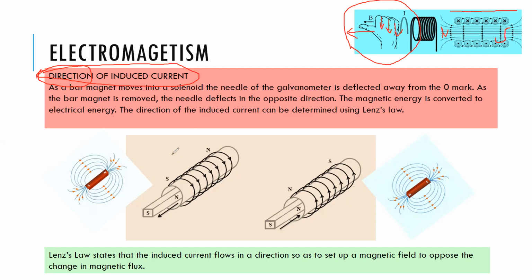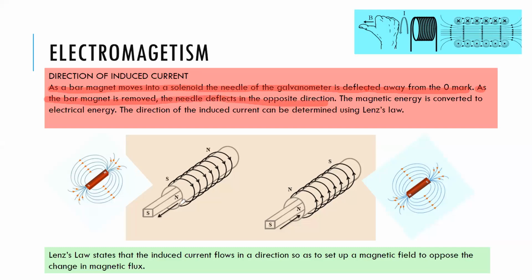That's all we are going to do today. So how do we identify the direction of induced current? We use the right hand. As a bar magnet moves into a solenoid, the needle of a galvanometer is deflected. Which means the needle is changing direction, an electric current is produced, and a potential difference is produced, deflected away from the zero mark. So there is a current coming up. As the bar magnet is removed, the needle deflects in the opposite direction.